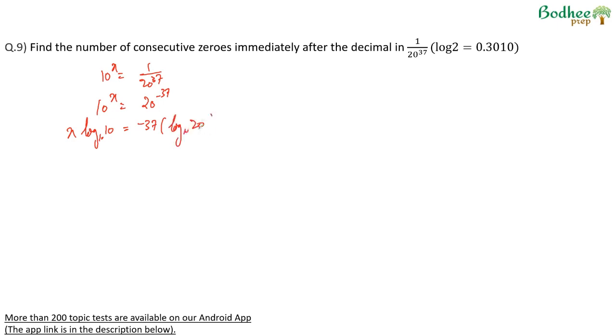Let us calculate log 20 to the base 10 separately. This will be log of 4 into 5, which is log of 4 plus log of 5. Or rather, we can write 20 as 10 into 2, which is better. Unnecessarily, we'll have to calculate 5. We can write 20 as log of 10 into 2.